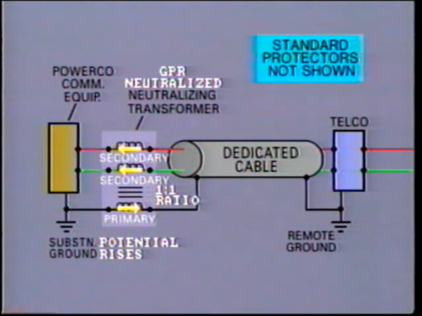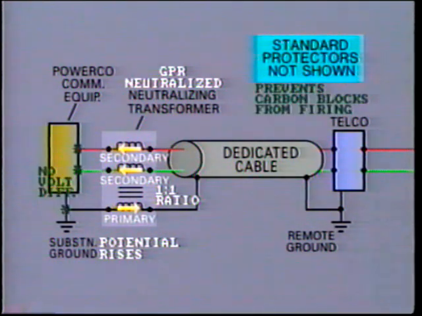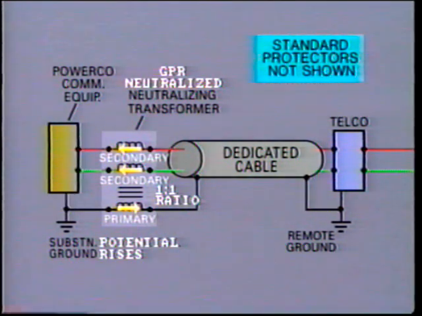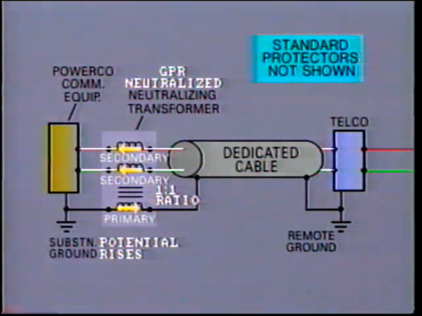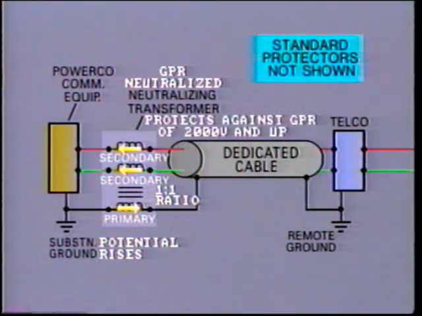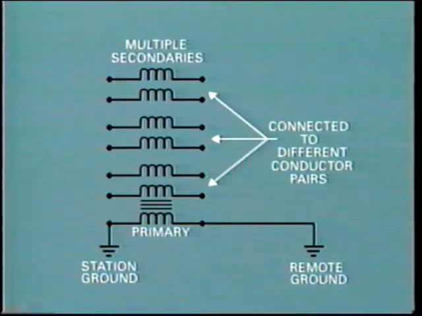The voltage difference occurs across the transformer instead of at the cable termination. This prevents firing of the carbon blocks. The telephone pair continue to function as normal, with both AC and DC signals being allowed to pass. Neutralizing transformers are available to protect against GPR of 2,000 volts upwards, even as high as 25,000 volts. Often the neutralizing transformer has multiple secondary windings so that it can be connected into a number of conductor pairs.